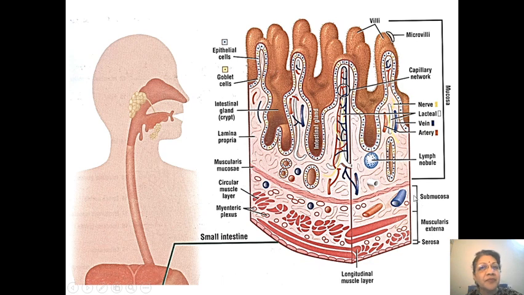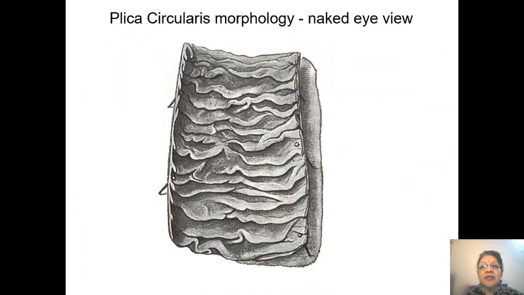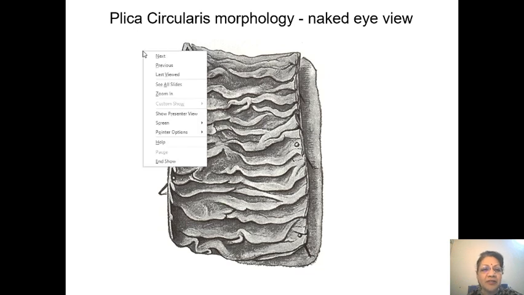Then there is a submucosa. Inside this, I had named the microvilli, capillary networks, nerve, lacteal, vein, and artery in the core of each villus, lymphatic nodule. So let's look at how it looks. To the naked eye, if you opened out the tube of the intestine, you see that we have a plica circularis.